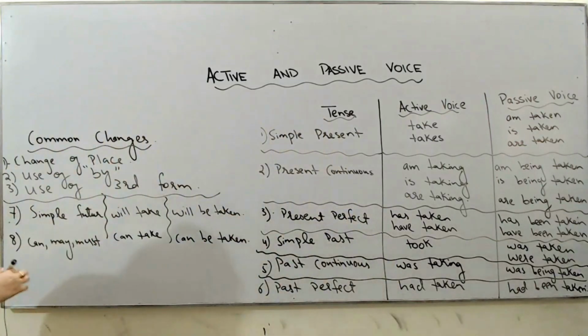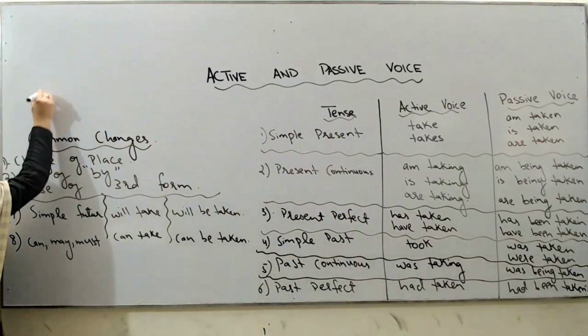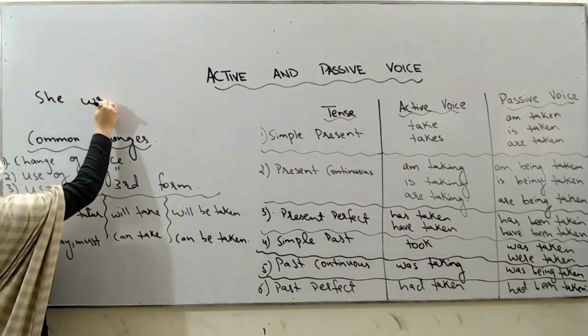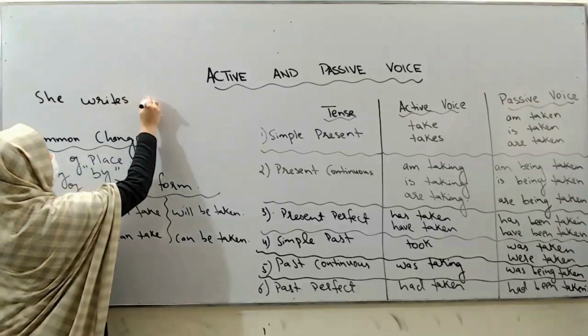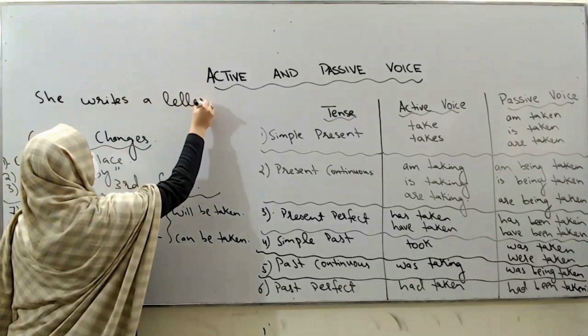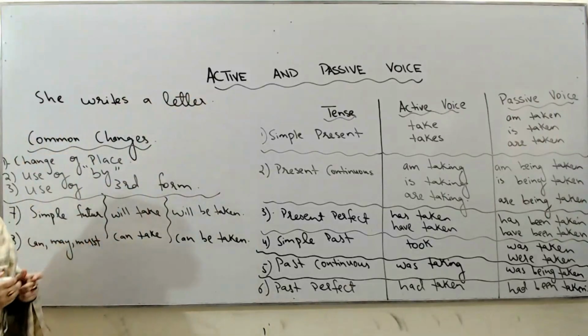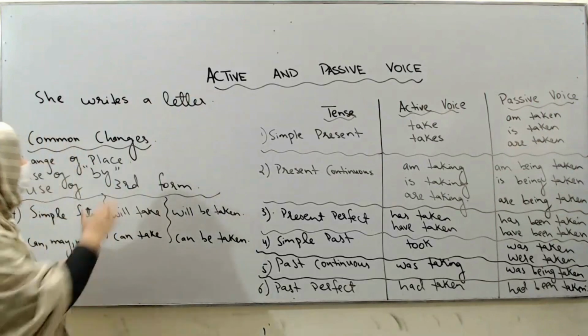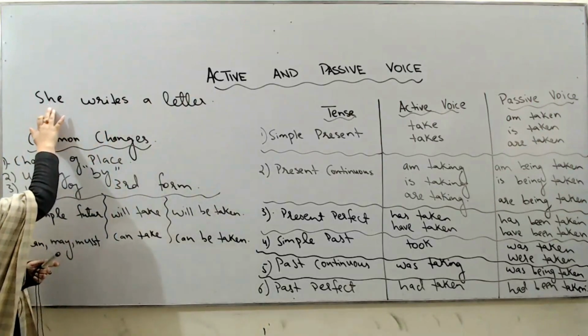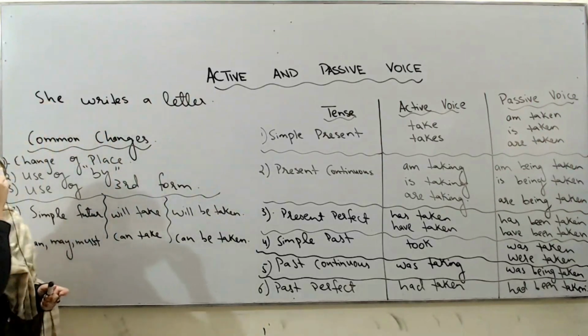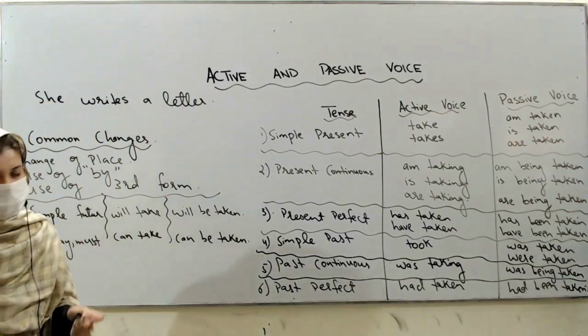Here I'm going to write an example. She writes a letter. Now the sentence is an example of what? Active. Why? Because here the subject, she, is performing the main role or the main action.